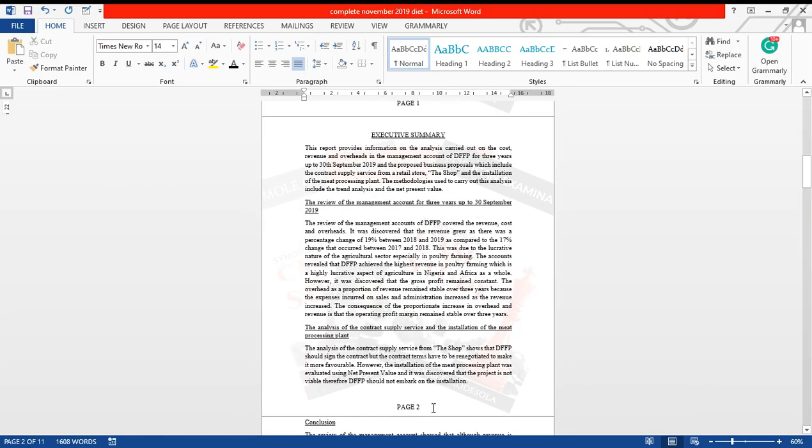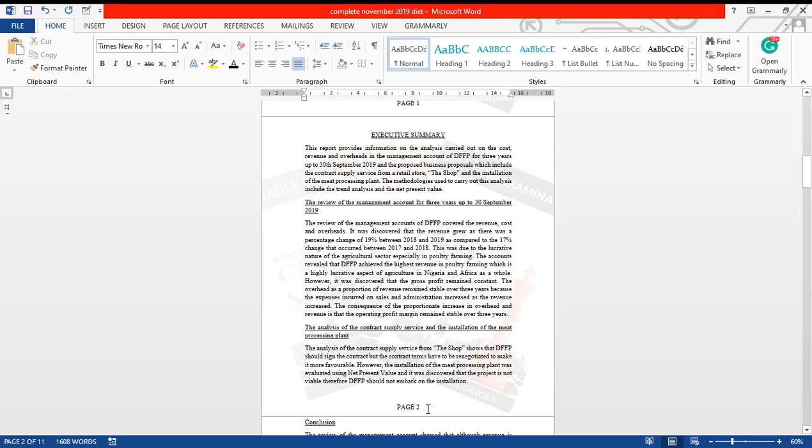So you have your page two and the executive summary. The first thing you talk about is the scope, the objectives, the methodologies that you used, and the assumptions that you made. So you have your scope. This report provides information on the analysis carried out on the course. So I will zoom in now so that you can see clearly.